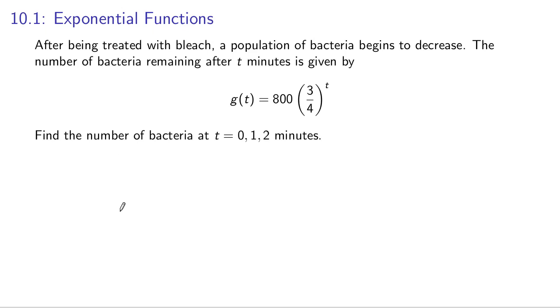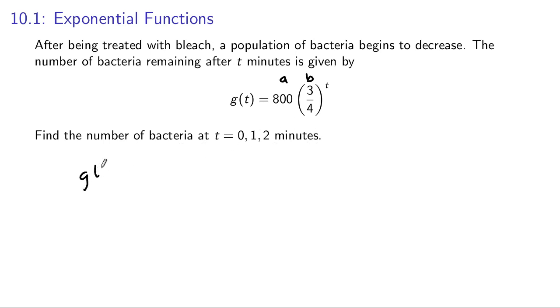After being treated with bleach, a population of bacteria begins to decrease. The number of bacteria remaining after t minutes is given by the following exponential function: G of t is 800 times 3/4 to the t power. Okay, so a is 800 and b is 3/4. Find the number of bacteria at 0, 1, and 2 minutes.